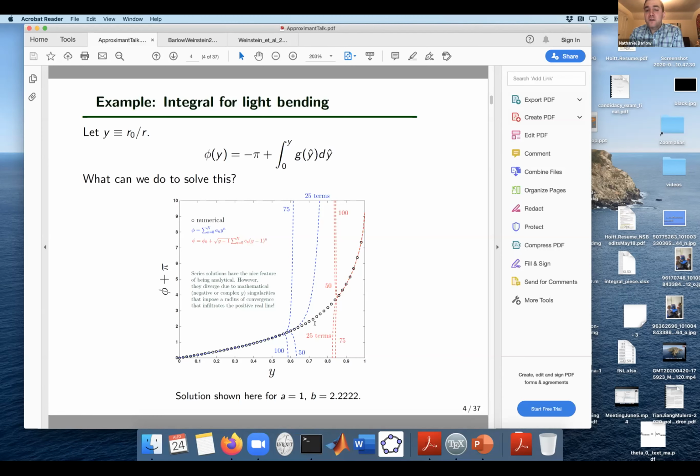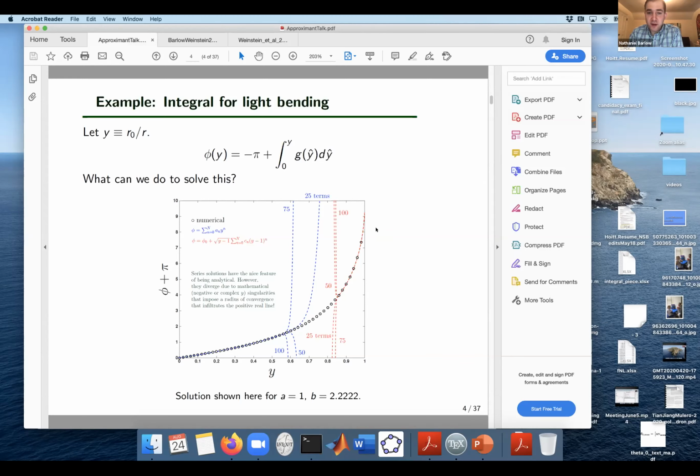Anyways, the dots here are the numerical solution. And then we have two different expansions. We have an expansion about y being 0. And if we look back up at the definition for y, this means that we are infinitely far away from the black hole. So that's what y equals 0 is.